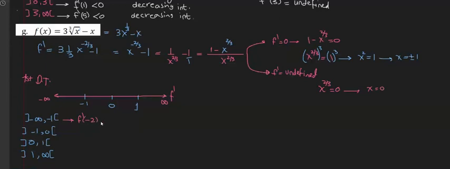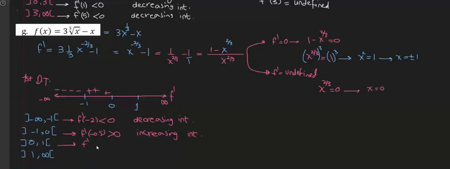So f dash at negative 2 is going to be negative, indicating a negative sign here, which means that the function is what? Decreasing interval. And then we pick a point in the second interval from negative 1 to 0. Let's pick negative 0.5, which is going to be bigger than 0, which indicates here positive in that interval, and the function is increasing in that interval.